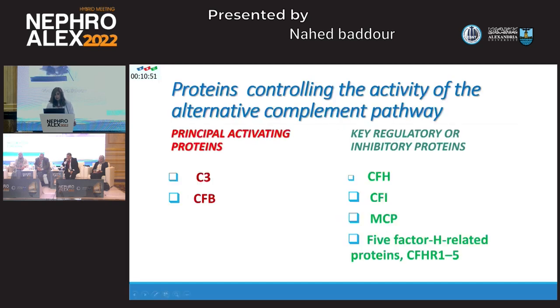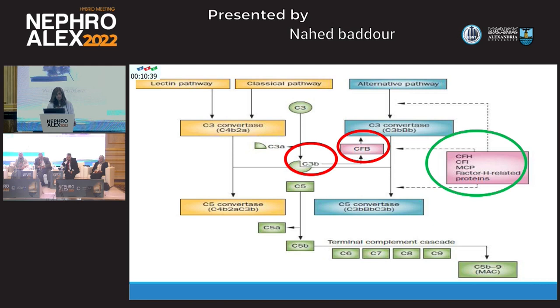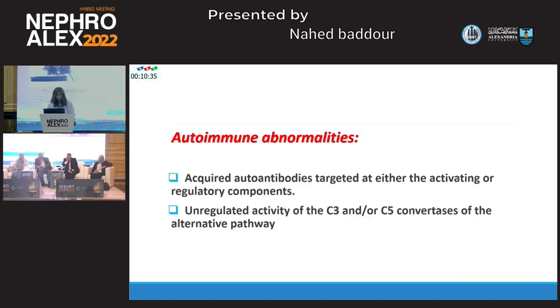So these are the key inhibitory or regulatory factors of this pathway. Now, the principal activating proteins of C3 convertase are C3 and CFB, complement factor B. And this is just a representation of what we said. So in cases of autoimmune abnormalities, we have acquired autoantibodies directed against activating or regulating proteins, and we have unregulated activity of C3 and C5 convertase.